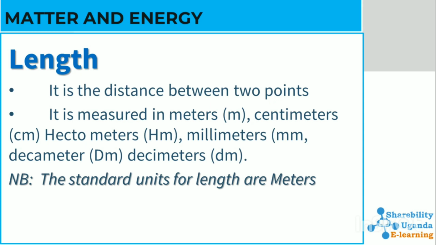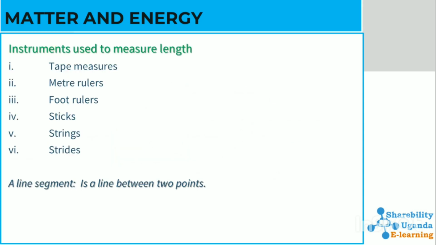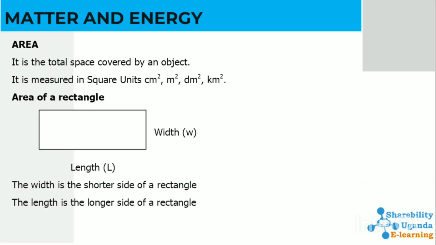And then we also have another quantity, which is length, which is the distance between two specific points. It is measured in meters, centimeters, hectometers and so on. However, the standard unit for length is the meter. We have various instruments used to measure length, and they include sticks and strides. Strides are small or defined footsteps. We have meter rulers, tape measures, among others. A line segment is a line between 2 points.